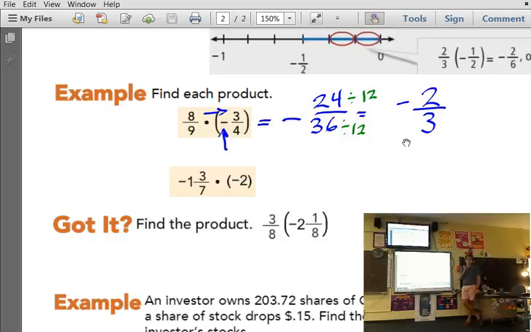Now, the biggest thing about the negative, it doesn't matter where it is. It can be on top. It can be on bottom. It can be out front of the whole fraction. If you have one negative, you gotta have one negative.